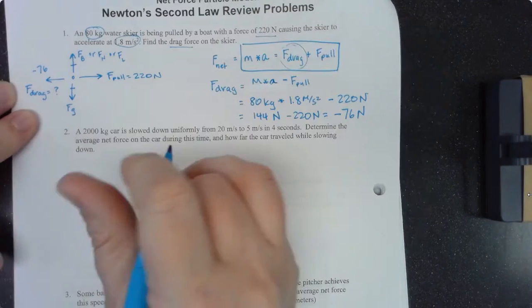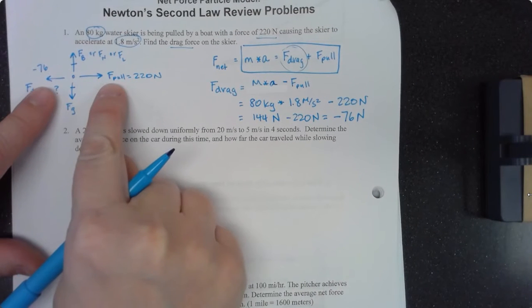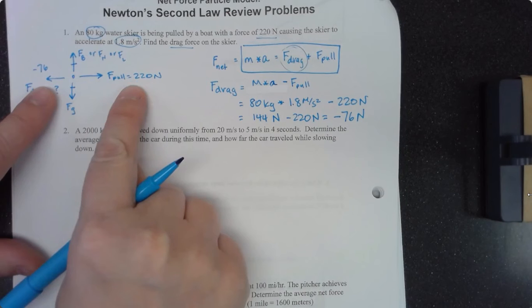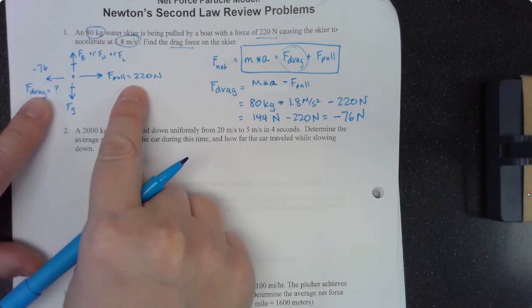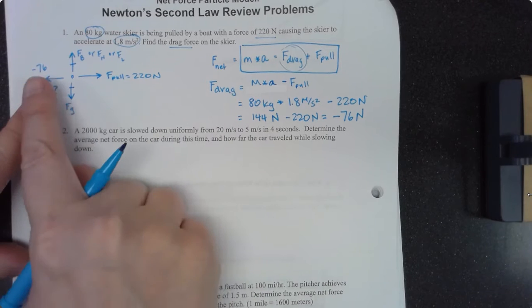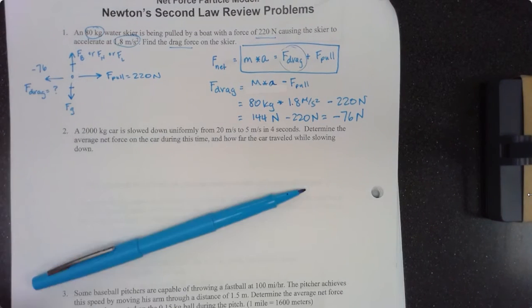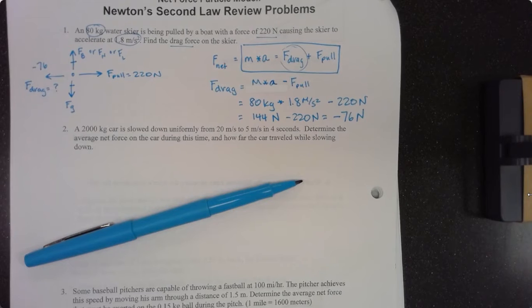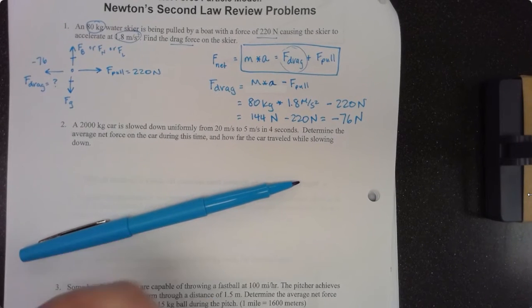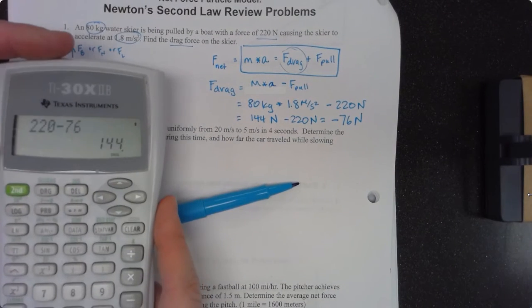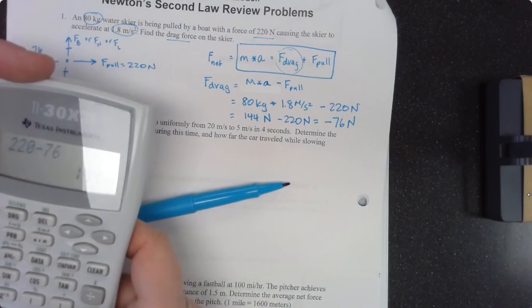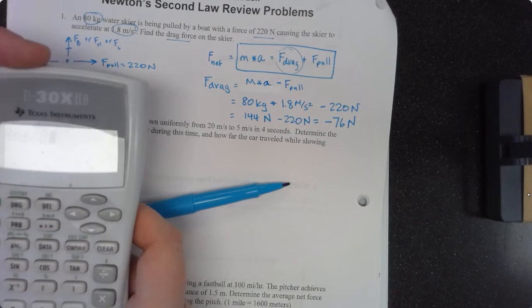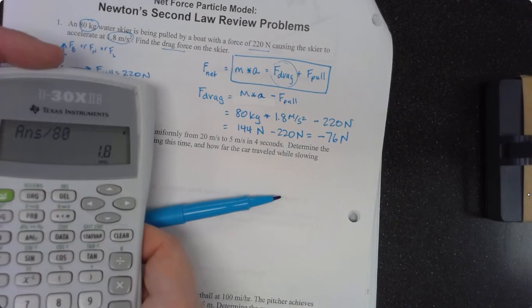I think so, because we expect that the magnitude of our pull is greater than the magnitude of our drag because we know that he's accelerating forward. The difference between those two magnitudes, if I do 220 minus 76, so I just added them together, I got 144, which is that number, right, which we expected. And if I divide that by my mass, which is 80, then I get 1.8 meters per second squared.